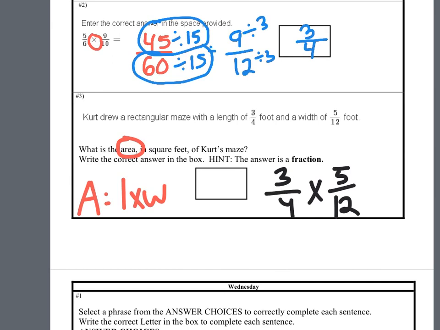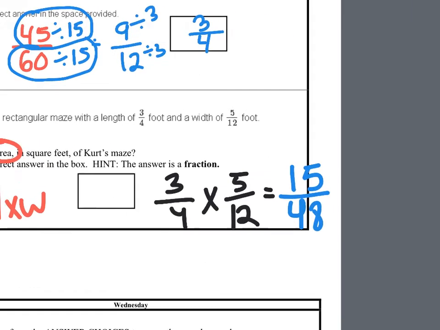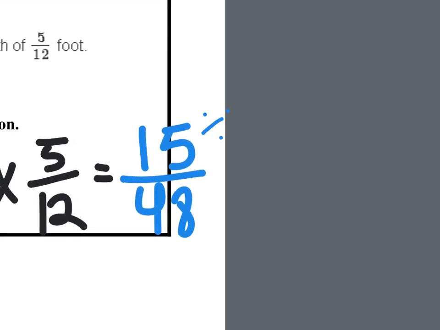And once again, just multiply across. 3 times 5 is 15, and 4 times 12 is 48. And then ask yourself, can I simplify it? And in this case, you can. You can divide both the numerator and the denominator by 3. 15 divided by 3 will give us 5, and 48 divided by 3 will give us 16. So it'll be 5/16.